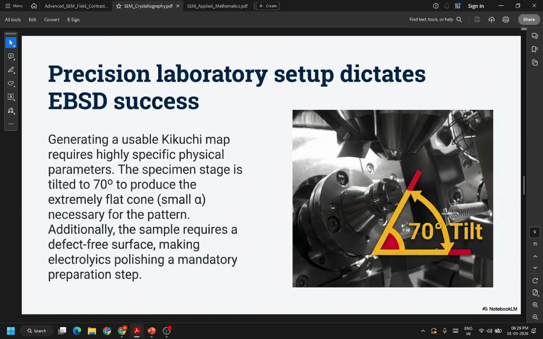To get EBSD to generate a usable Kikuchi map, we require highly specific physical parameters. The specimen stage is tilted to 70 degrees so that we are able to produce an extremely flat cone, that is a very small alpha cone, which is necessary for the pattern. Also the sample requires a very high-quality, defect-free surface. Electrolytic polishing is a mandatory step here because you want to produce a highly defect-free surface.